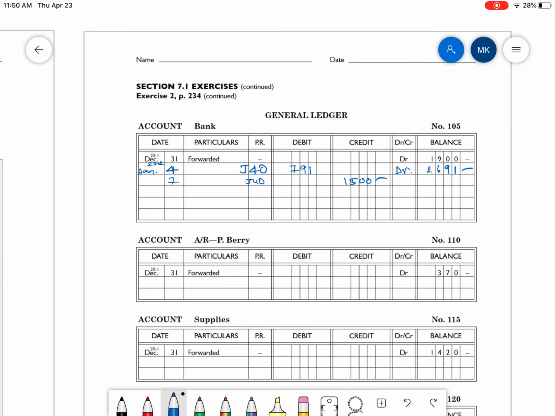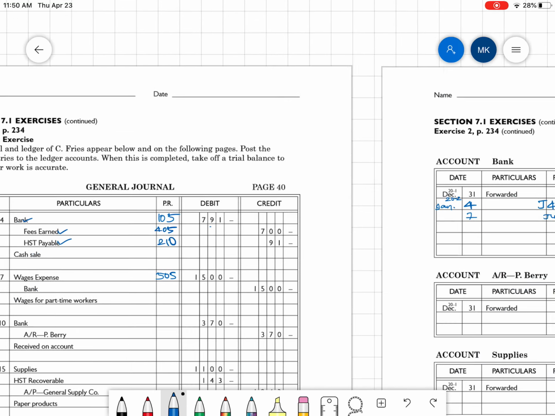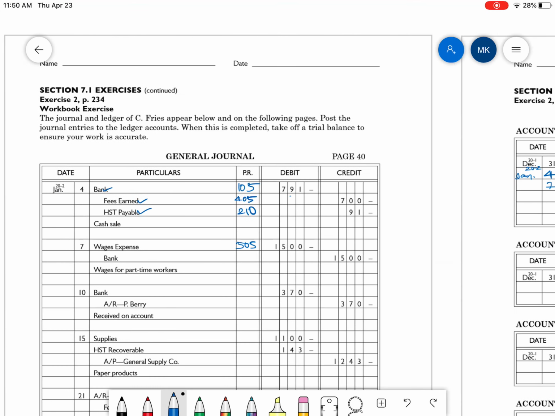Okay, so it had a debit balance of 2691 and now on credit you have 1500. Still you have a debit balance, right? If you subtract, you have a debit balance of 1191 and the account number is 105. So you write in the journal 105.